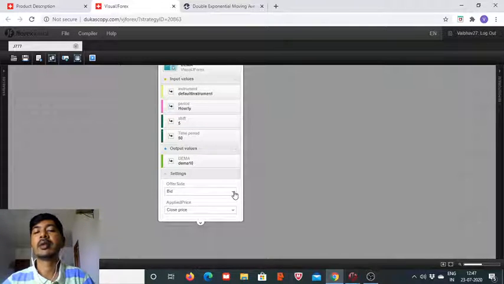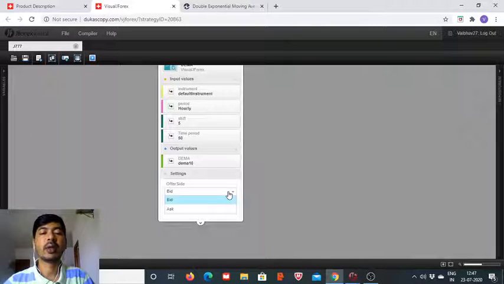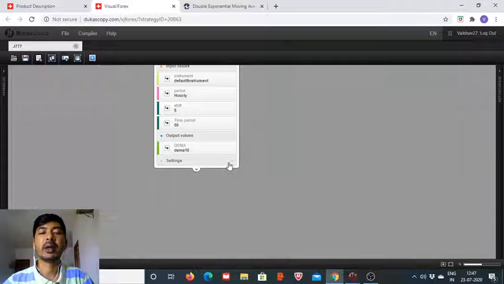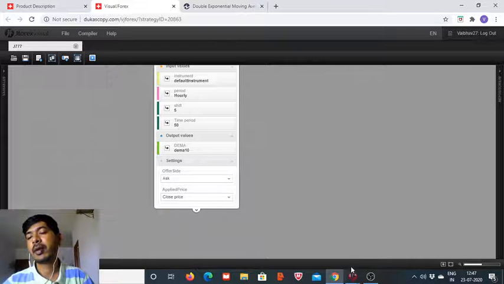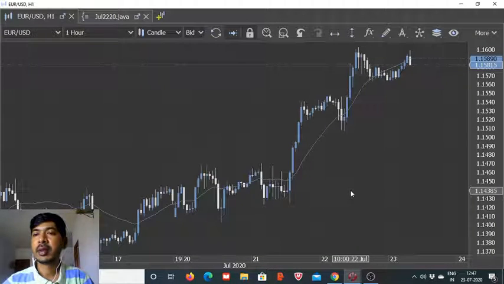As I have already said while explaining the other indicators as well, it makes a difference how you are calculating these DMA. If it is on the bid side the price will be a little different, the output will be a little different, and if it is on the ask side, because of the spread the output will be different, and so is the case with the applied price. Depending on the applied price you will have the output value again different. So here I will explain to you on the chart as well.